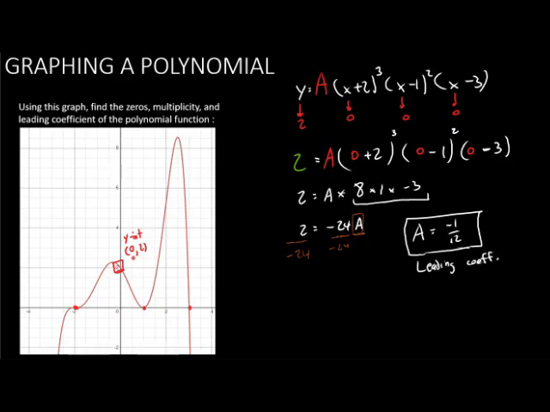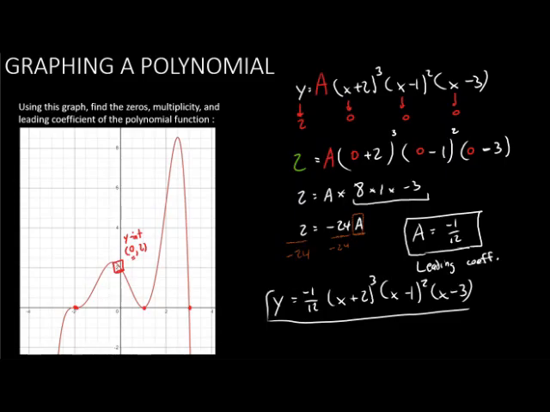To write our final answer, we will now write that -1/12 in place of a and just rewrite our polynomial. Our y will equal -1/12 times x plus 2 to the third power times x minus 1 squared times x minus 3. This is how we come up with a function that goes with any given graph. We find the zeros, we check their multiplicity, and then we find a point on the graph that's not too much work to evaluate. Once we use that to find a, we have completed writing the polynomial.